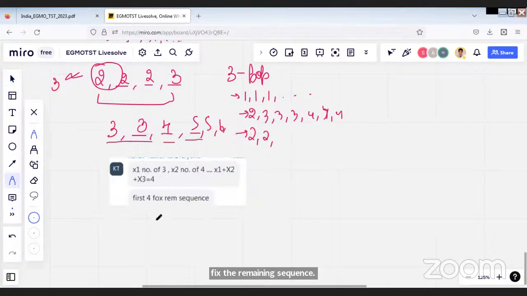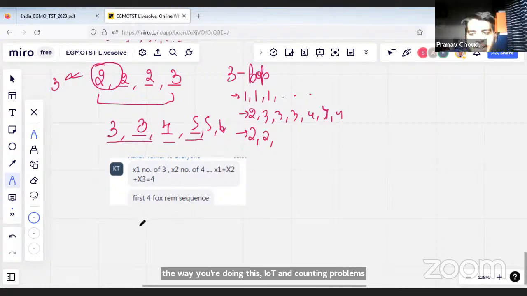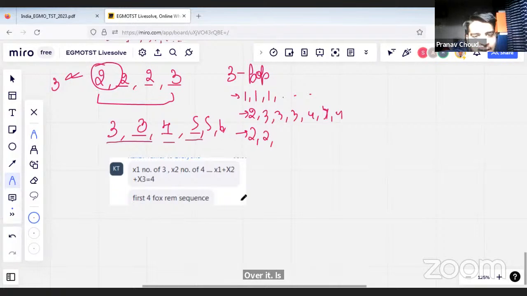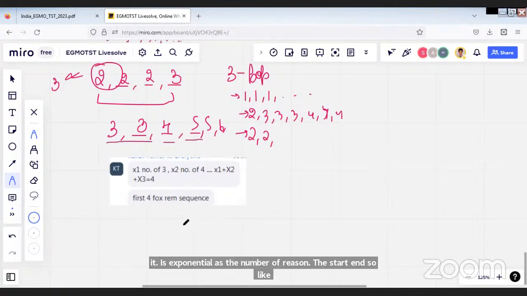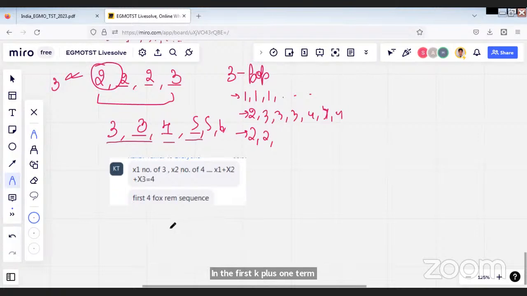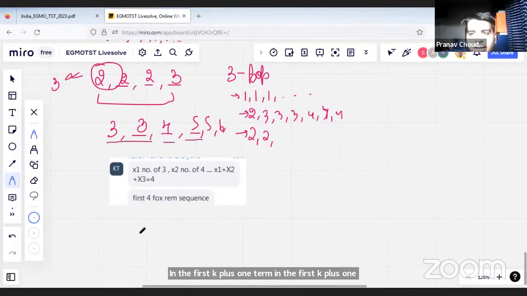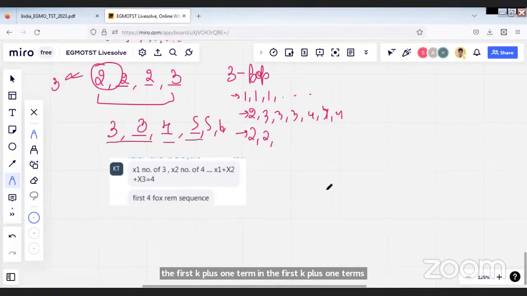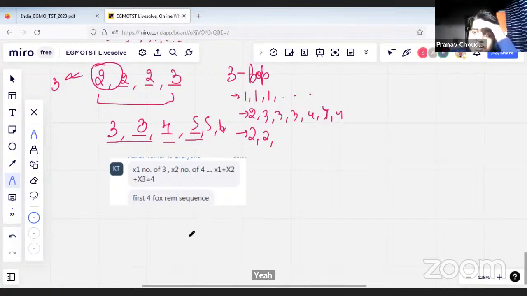So what I mean is x1 is a number of 3s, like the way you do in those IOQM counting problems. Oh wait, is X1 the number of 3s in the starting, in the first k plus 1 terms? Yeah. So this is a special case for 3. You can do it for n. And each xi has to be at least 1. In any case, yes.